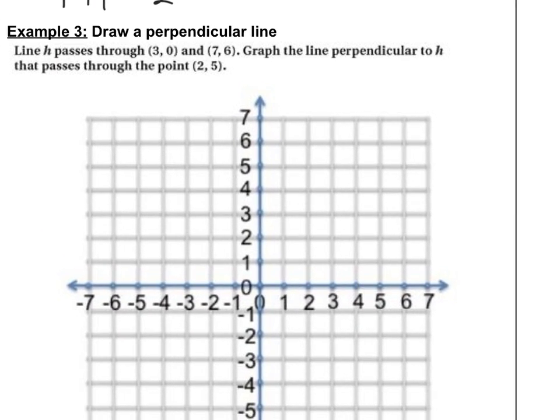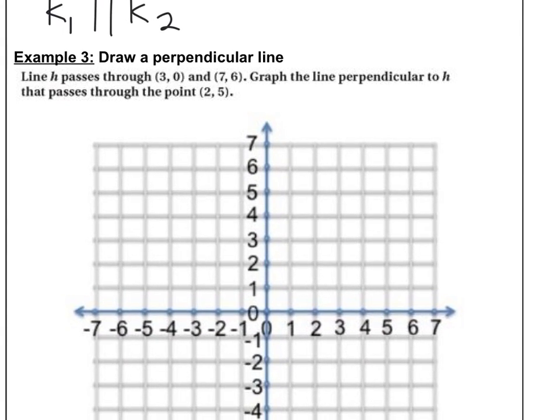Okay, so now we're going to draw a perpendicular line. We have line H that passes through the points (3, 0) and (7, 6). We're going to graph a line perpendicular to H that passes through the point (2, 5). So let's graph the first one that we have. So (3, 0), here, and (7, 6). Okay, so we have a line that goes there. I'll try to draw my line as straight as possible. Actually, that's not too bad. Pretty proud of that one.